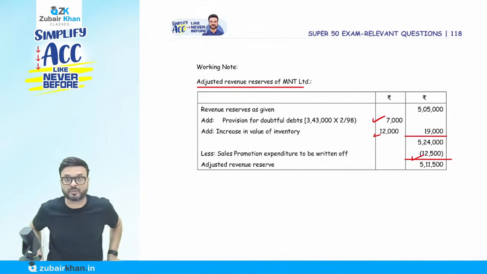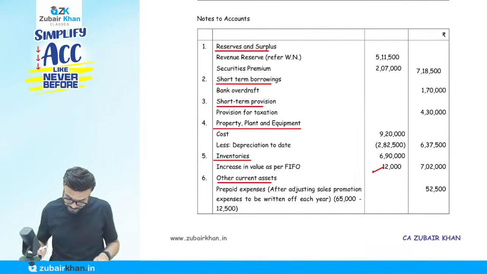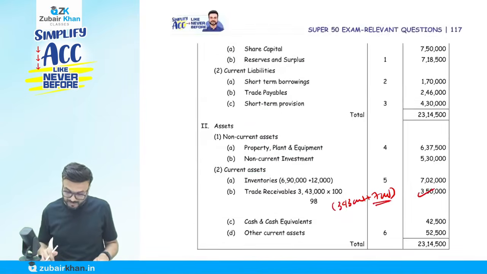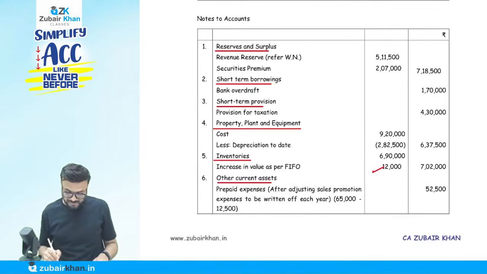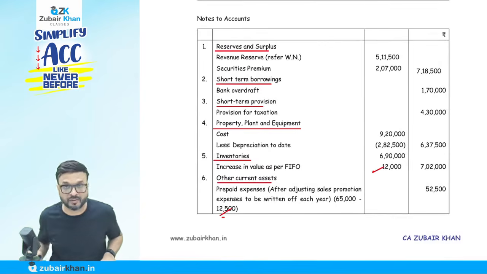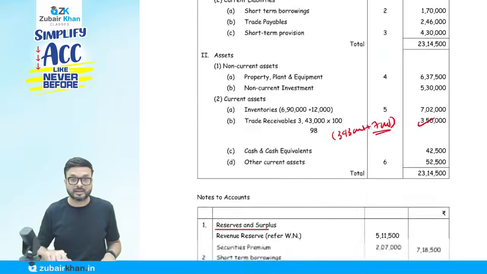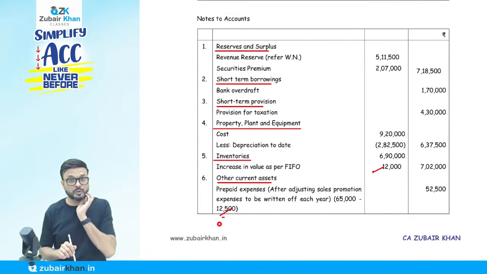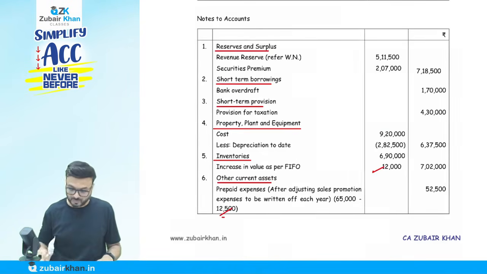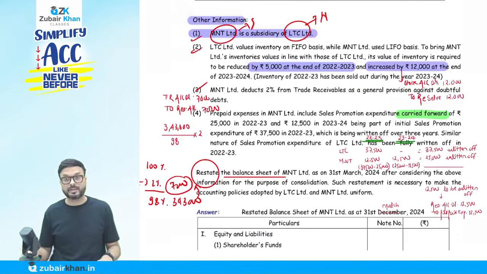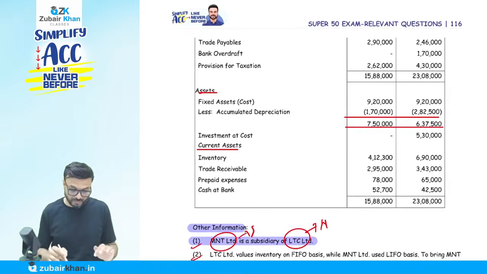We reduce the profit by 12,500, and the prepaid expenses balance which is appearing in the balance sheet is 65,000. They deducted 12,500 from this. So we pass the entry, profit reduced by 12,500, and here we also reduce the balance of the prepaid expense by 12,500, because we pass the entry: P&L account or reserve account debit, prepaid expense credit. That's it. Now we have to write the figures in the balance sheet.